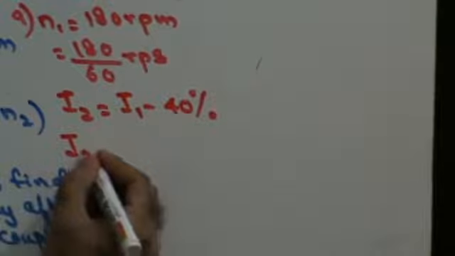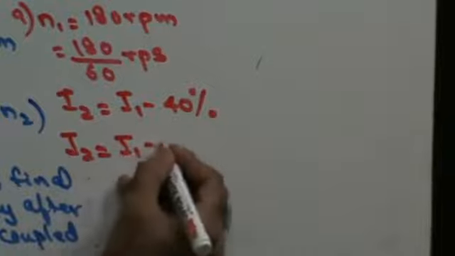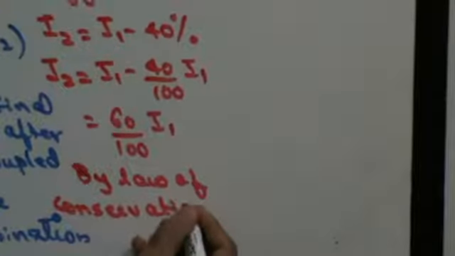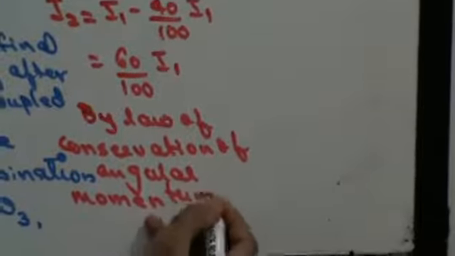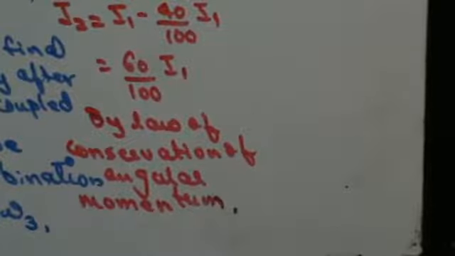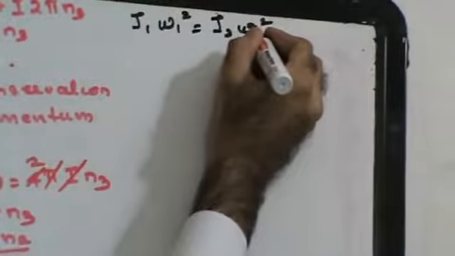Right? Now, let's see this. I can say that I2, the final moment of inertia, will be I1 minus 40% of I1. So I2 will be 60% of I1. Fine. Now, I can straight away apply the law of conservation of angular momentum. If I apply it, then I can say that I1 omega 1 should be equal to I2 omega 2.